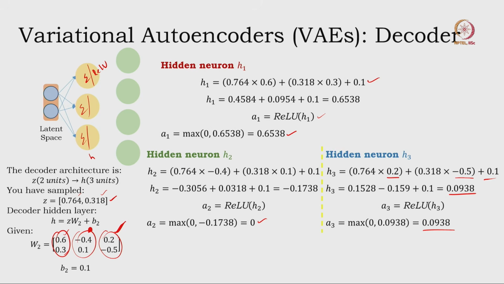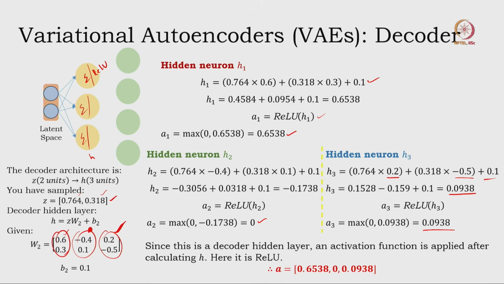So what is it that we have obtained? We have now obtained the output of the first hidden layer in the decoder part. Since this is a decoder hidden layer, the activation function has to be applied, and that activation function here is ReLU. After we applied ReLU, here it is A1, A2 and A3, which is denoted as the vector A, and this is the value that we have obtained. I hope this is clear. What we have done is the decoder part, first hidden layer.